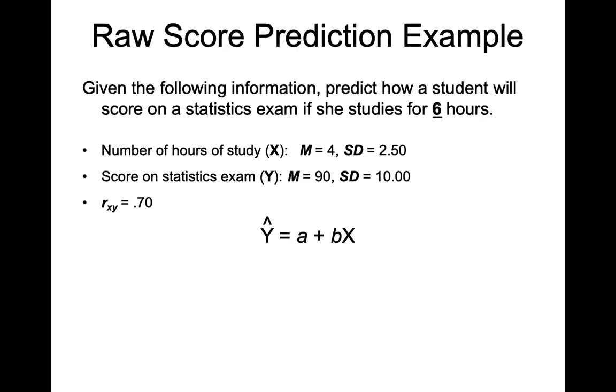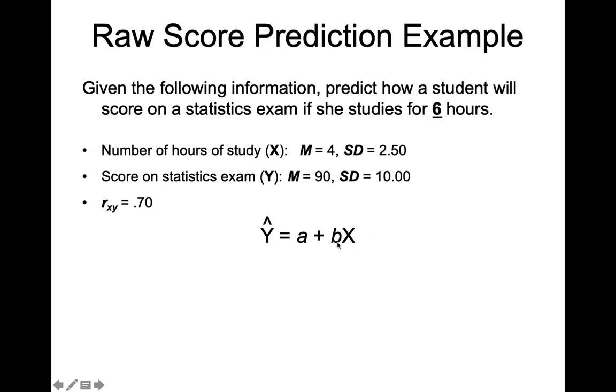So there's a strong association between studying and performance on the exam. What we want to be able to do is, given the relationship between hours of study and score on the exam, knowing the mean as well as the standard deviation, come up with a prediction equation so that when we have a new student, we can tell them, hey, if you study 6 hours, this is our prediction for the score that you will get on the exam.